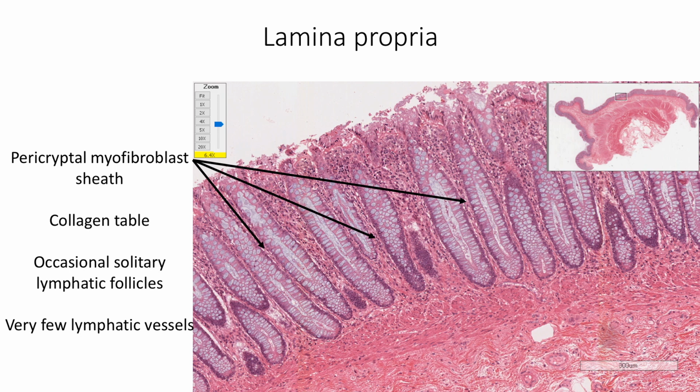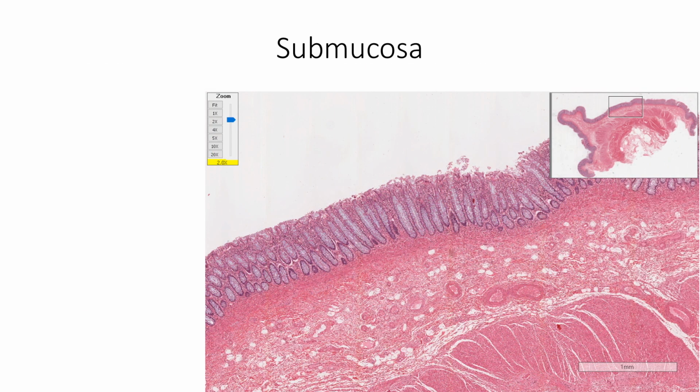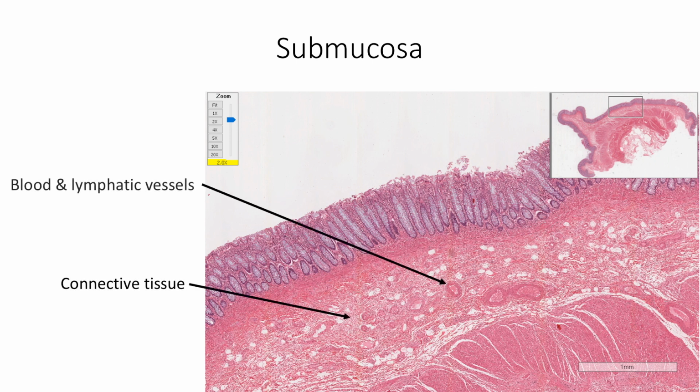In addition, within the lamina propria, we can see occasional solitary lymphatic follicles, but unlike in small intestine, very few lymphatic vessels are found here. Muscularis mucosae is similar to that of small intestine. So also the submucosa, which is similar to what we find elsewhere in the gut, in that it is made up of connective tissue, blood and lymphatic vessels, adipose tissue, and Meissner's plexus of nerves.